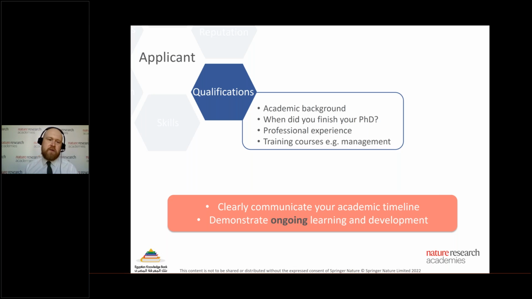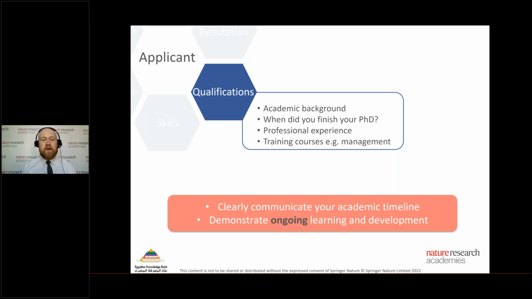So one of the other things that the reviewers will be looking at is your qualifications. They'll simply be looking at your academic background. Where did they do their schooling? Where did they go to university? When did they finish at university? And when did they finish their PhD? Okay. So they really want to see that you've got all of the qualifications required for funding.